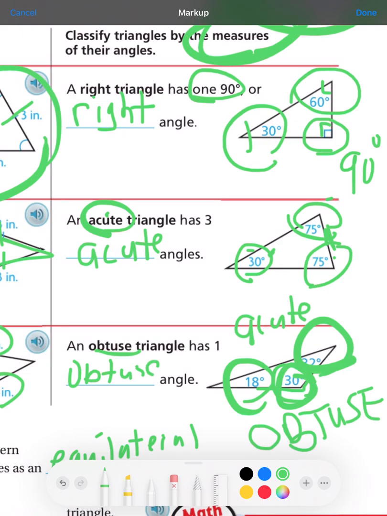angle. Oh, that's terrible writing. Probably not any worse than what I do on the smartboard, though.